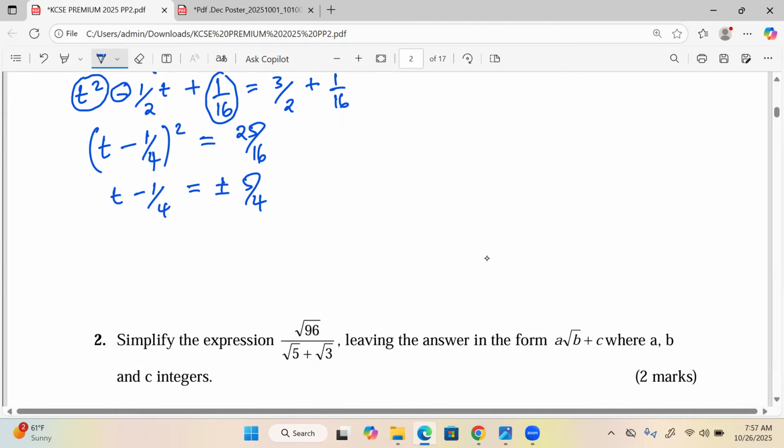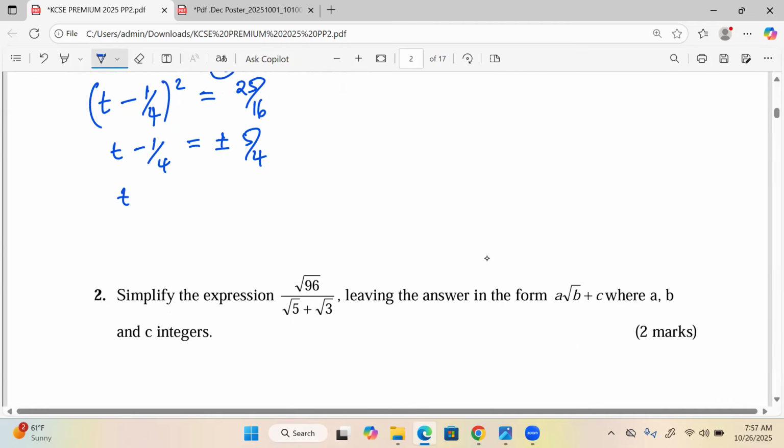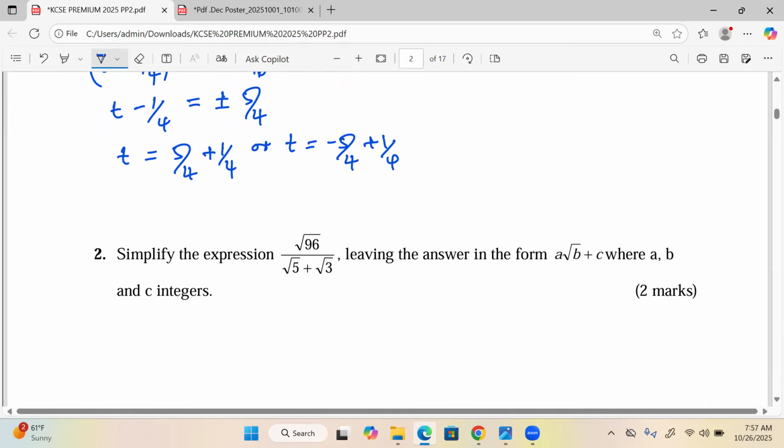Then how shall we find the value of t? Two options, either the positive part of the square root, then we add the quarter which is on the left, it becomes positive, or t equals the negative square root, we also add a quarter to it. Therefore, this shall be 6 over 4, right? 5 over 4 plus 1 over 4, giving us 1.5. Yeah, 1.5, or 3 over 2.